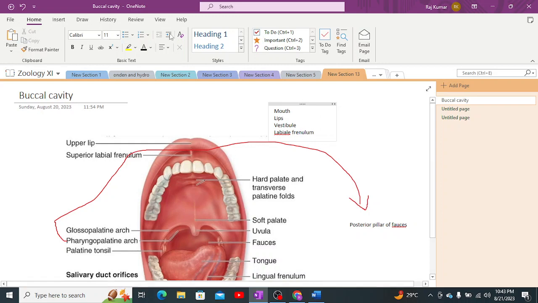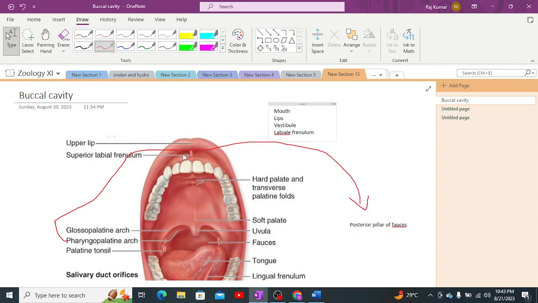That is this structure. Let me just showcase it a bit. This structure, which is kind of a muscle, kind of an attachment between the lips and the gums, is known as the labial frenulum. If it is present on the upper part, it is the superior labial frenulum. If it is present on the lower part, it is the inferior labial frenulum. This labial frenulum attaches the lips with the gums, which is why it is known as a labial frenulum.